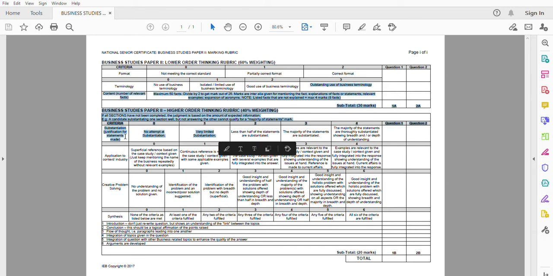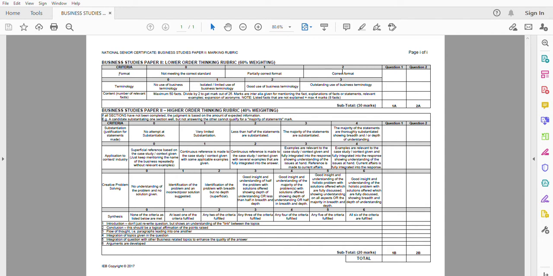Now, let's start off with format. And format is within your lower order thinking section. And here you've got 2 marks up for grabs, right? So you've got 0 for absolutely not meeting the correct standard. Then you've got 1 for partially correct format, and then you've got 2, which is your correct format.